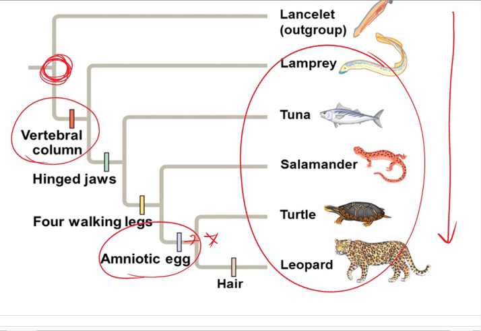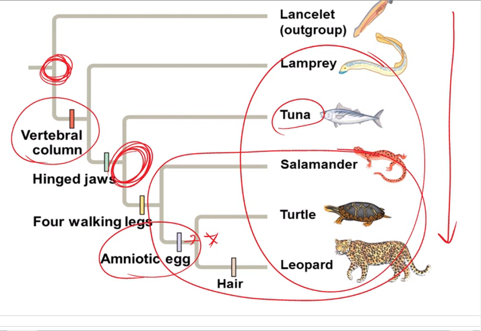Is the tuna more closely related to the salamander or the leopard? Tuna, more closely related to the salamander or the leopard? Hopefully you said they are equally related, because the divergence between tuna and salamanders and leopards happened right here. So the divergence happened once, and salamanders, turtles, and leopards are all in the same clade, which is equally related. Everything in that clade is equally related to the tuna because they share one ancestor that is unique from the tuna.